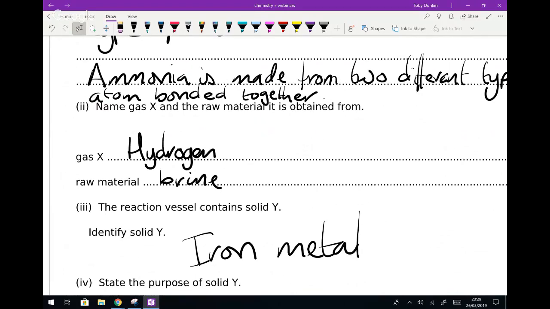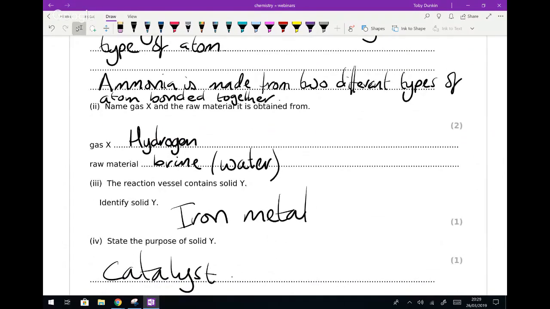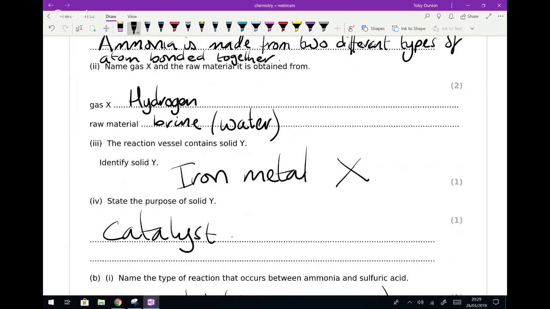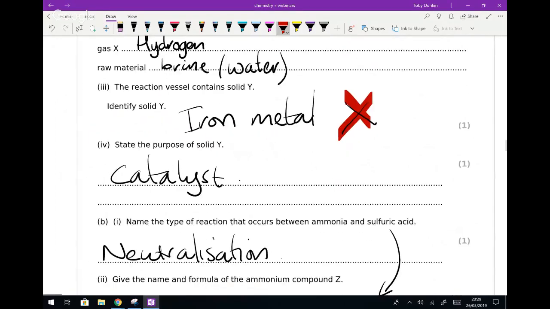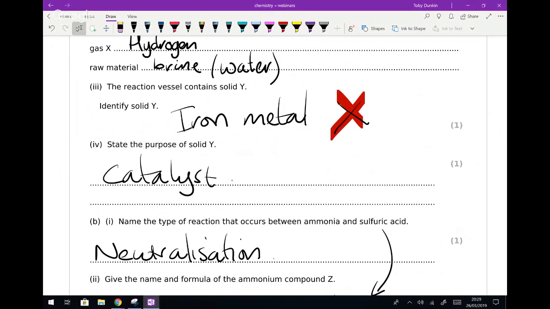Give the name of gas X. X is hydrogen. Its raw material is brine or water. The electrolysis of brine, water. Give the name of the catalyst. No longer on your syllabus. Gone. What is the purpose of why? That, they could ask, is a catalyst.